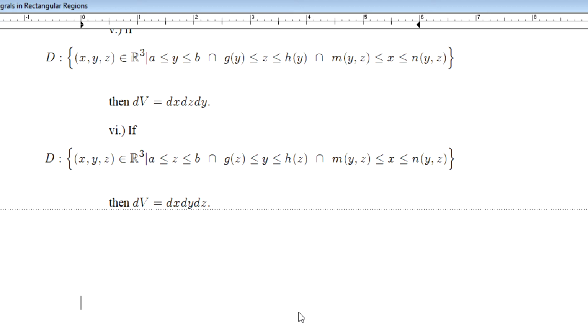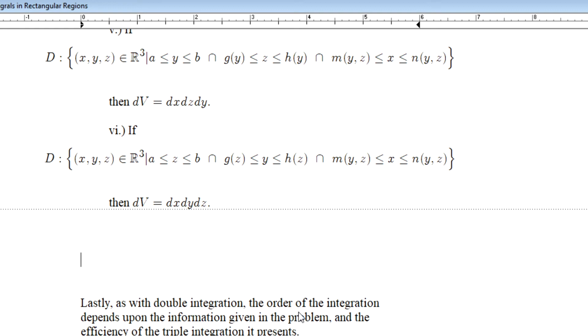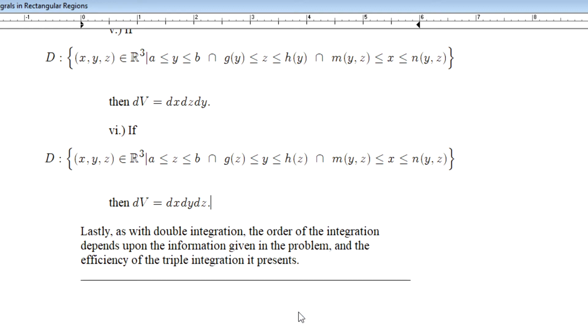If we consider an example, we ought to take note, before we get into that example, that lastly, as with double integration, the order of the integration really depends upon the information given in the problem and the efficiency of the triple integration it presents. What we're going to see is that there is more than one way to carry out a triple integral over a region D.